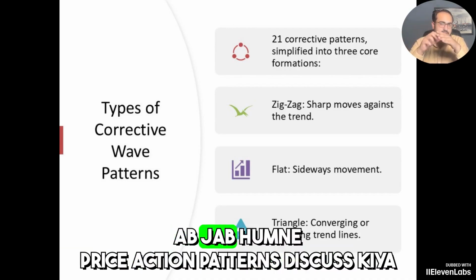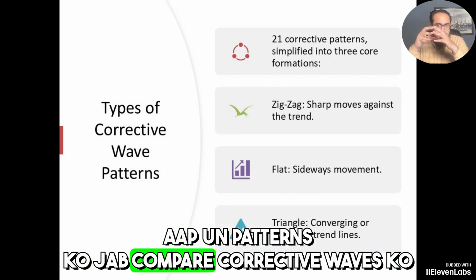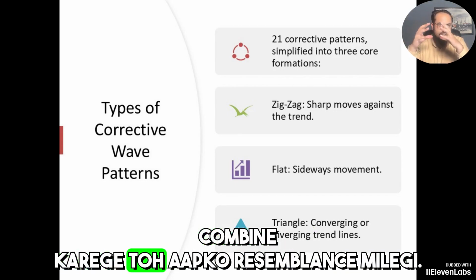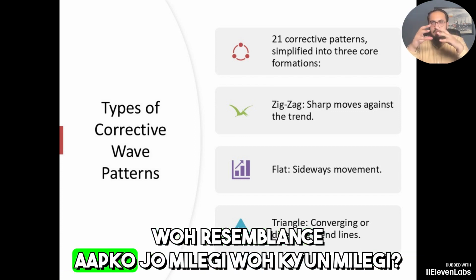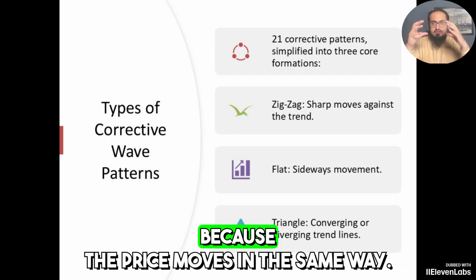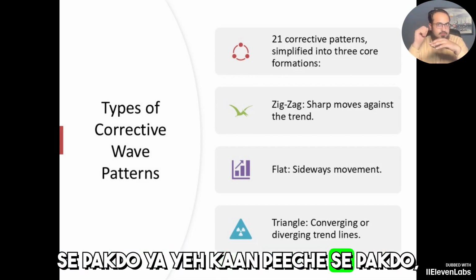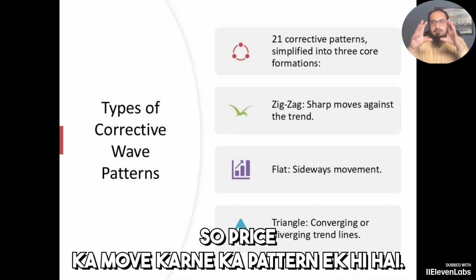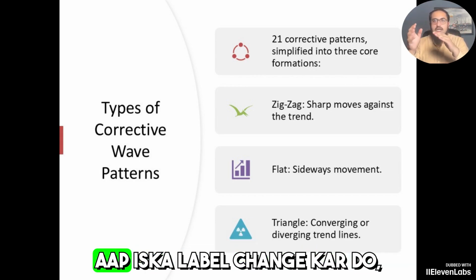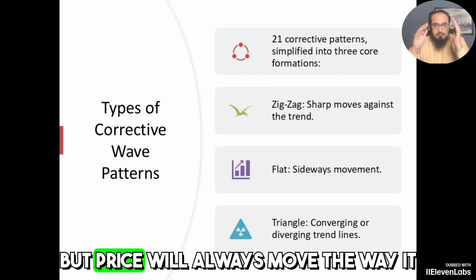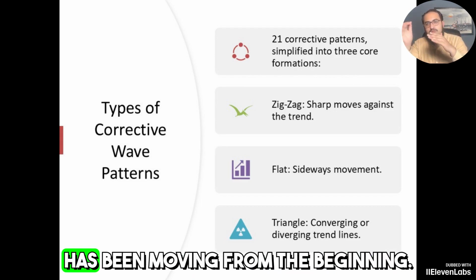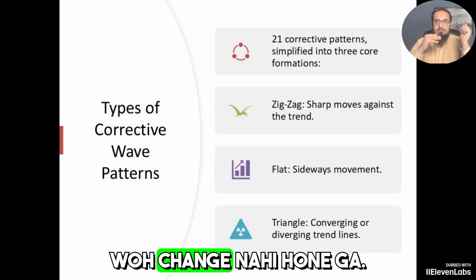Now, when we discuss the price action pattern, when you compare those patterns and combine them with character waves, you will find a resemblance. Why will you find that resemblance? Because the price moves in the same way. You can change its name, you can change its label, but the price will always move the way it has been moving from the beginning.